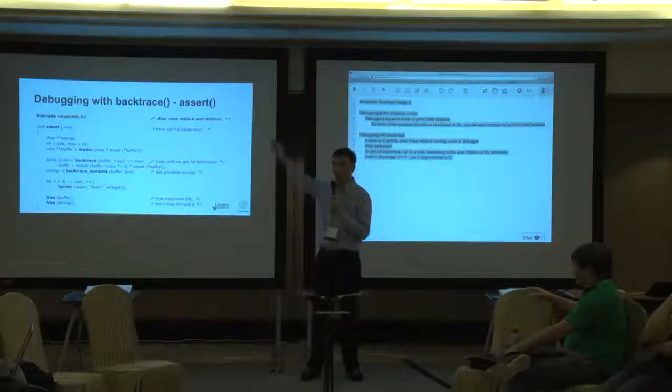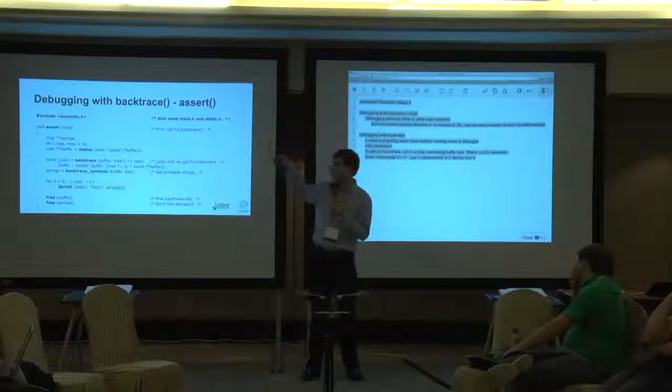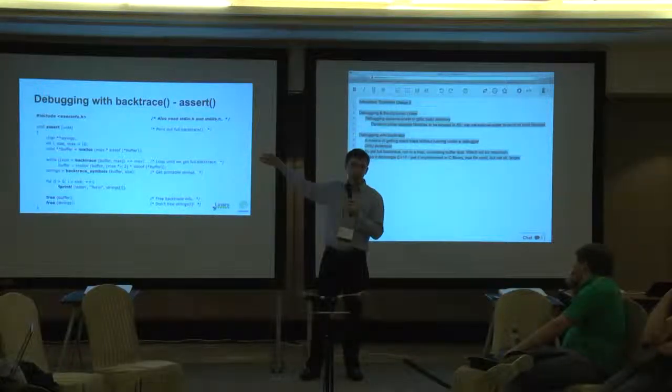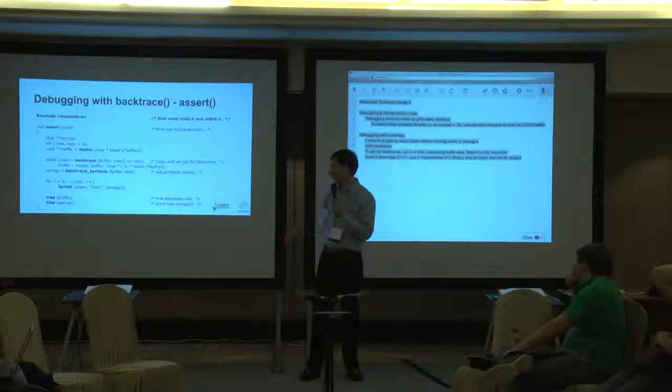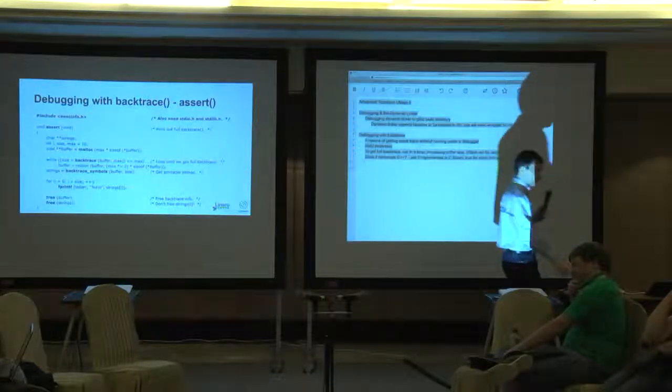Okay. Any questions about this example? So, fairly straightforward code. Normal function, allocate buffer, get backtrace, print it out. Life is good. There's a question over here.